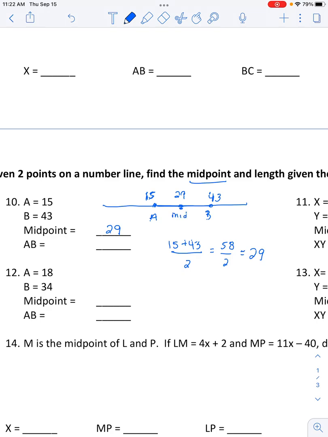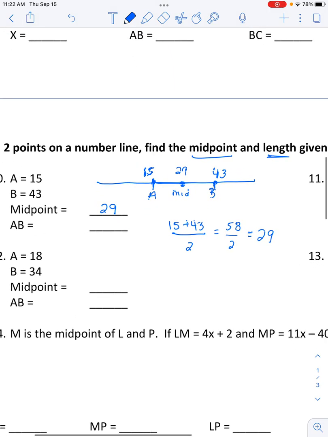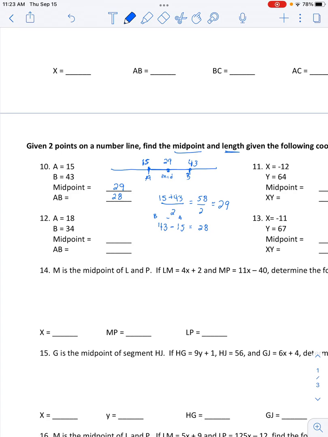The last thing is asking for the length of the segment, the length of A to B. How many numbers from 15 till 43, the gap between them. The way we do the length is we take the highest number, 43, and we subtract the lowest number, 15. So that was B, that was A, and we just take the difference between them. So 43 minus 15 should be 28. And that's how we'll complete these 4 problems here.